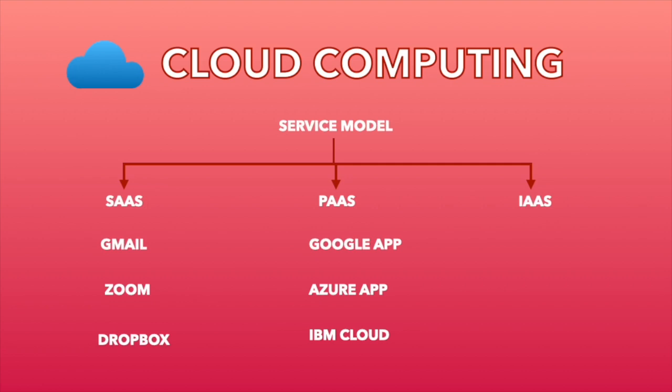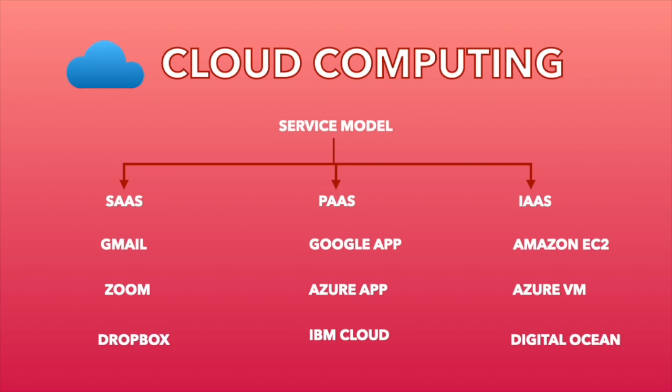Infrastructure as a Service is a cloud computing model where organizations rent computing resources like servers, storage, and networking from a cloud provider instead of buying and managing physical hardware. This allows businesses to scale up or down based on demand and pay only for what they use, reducing upfront costs.